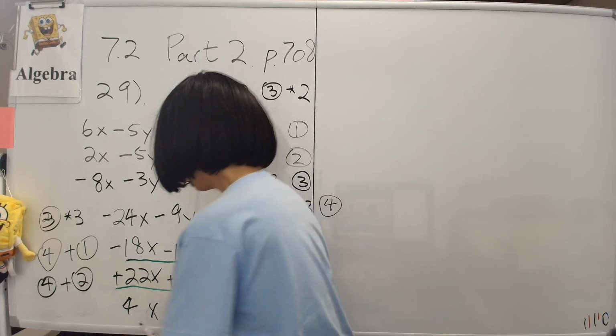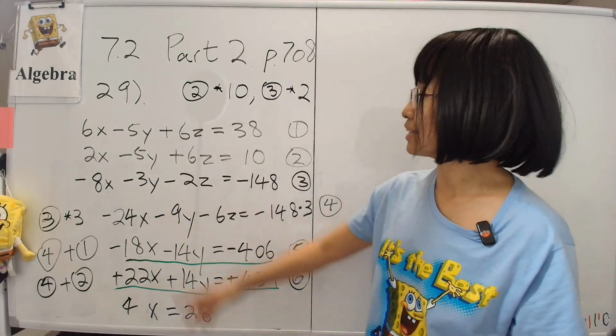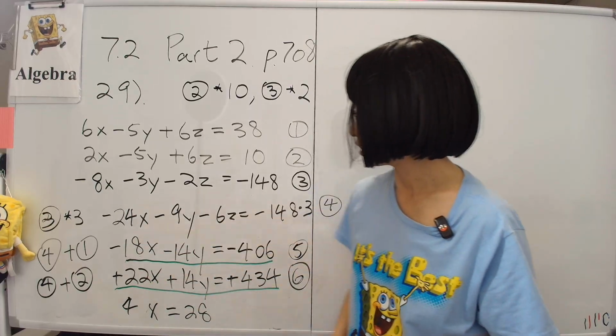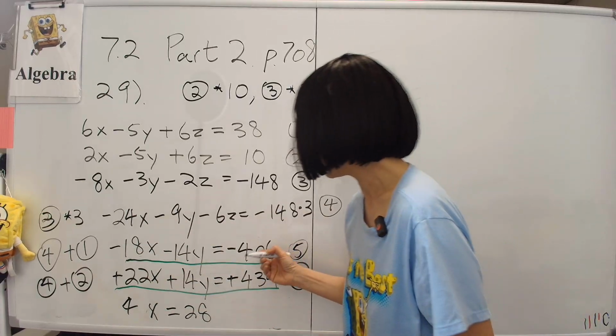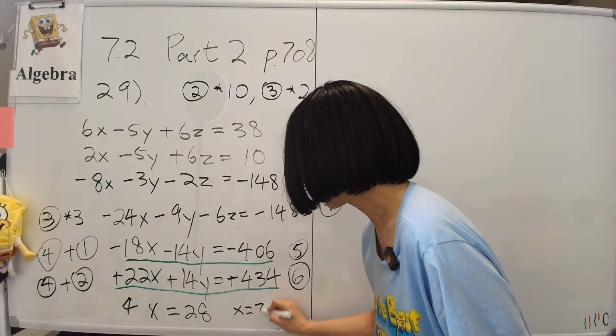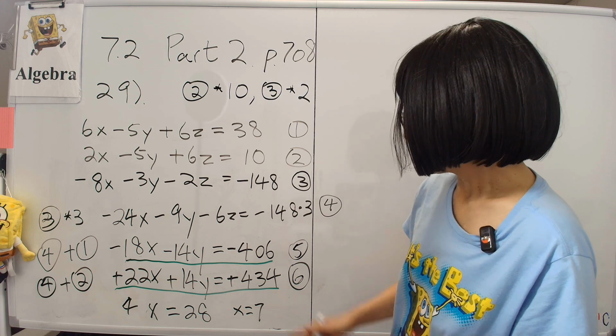So 4x. Okay. There's a big bright negative sign here that I somehow didn't notice. But it's 22 minus 18. So it's only 4x is 28. So x equals 7. X is 7. That's the first answer. And then that gives us the others.